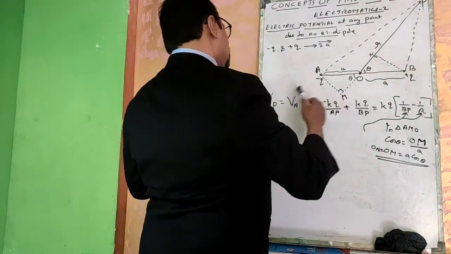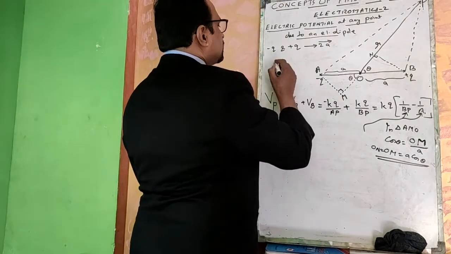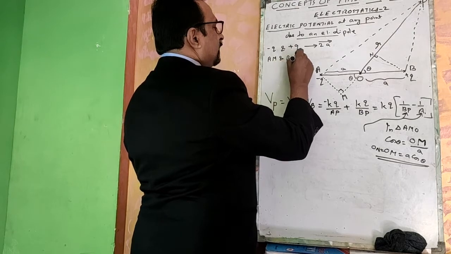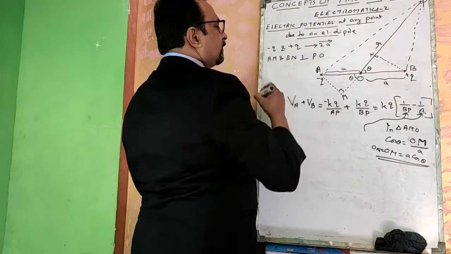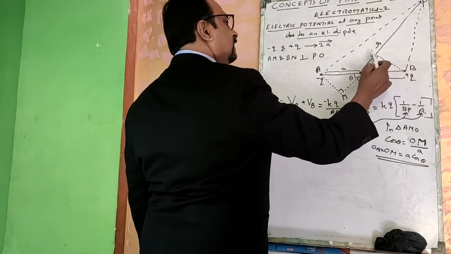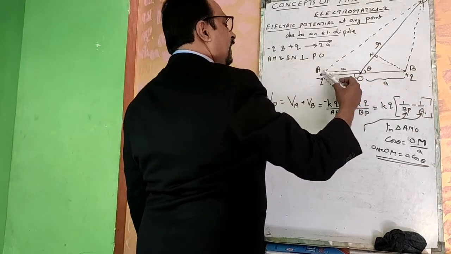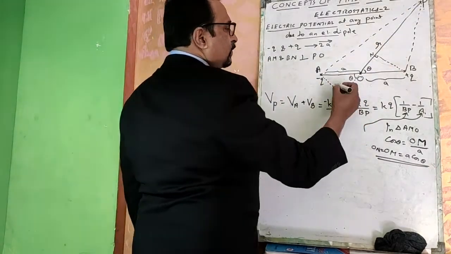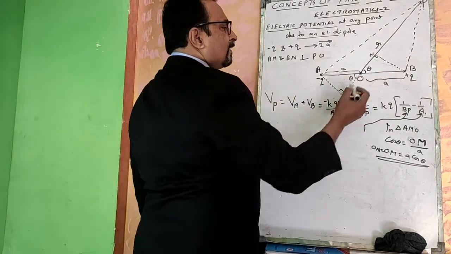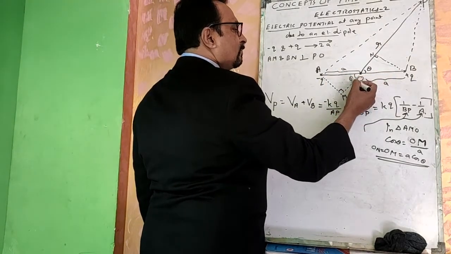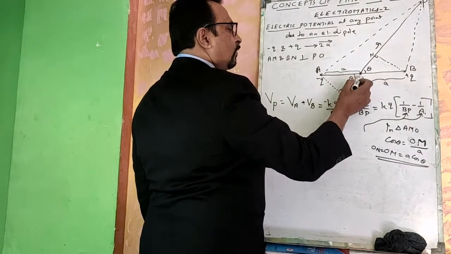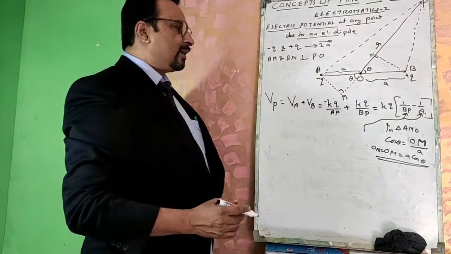The construction in this diagram is there are two constructions. One is draw AM and BN perpendicular to PO. You can see BN perpendicular to PO and AM perpendicular to PO produced. These are the two constructions in the diagram. And this angle is theta, therefore vertically opposite angle. This one is also theta. Length 2a, that is why OA and OB both are a.